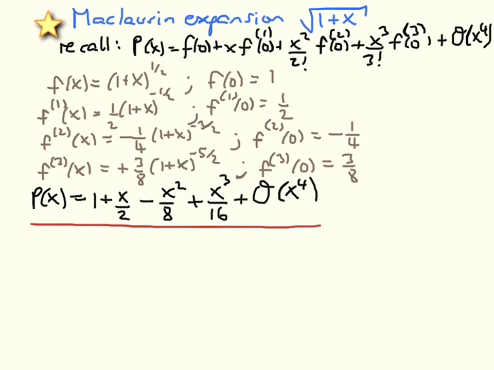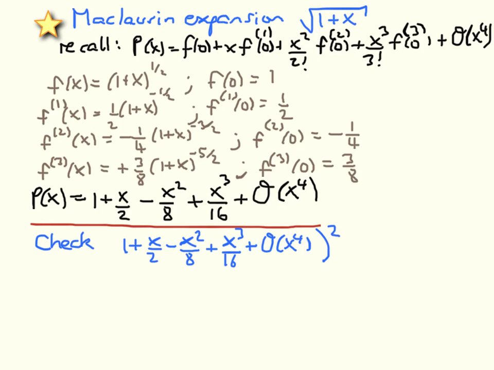So in a similar way, we can carry out a check by taking our polynomial 1 plus x over 2 minus x squared over 8 plus x cubed over 16 plus unknown terms of order x to the fourth, and if we square this whole thing, we should get 1 plus x plus unknown terms of order x to the fourth. So let's just verify that that happens to check that our expansion is correct.